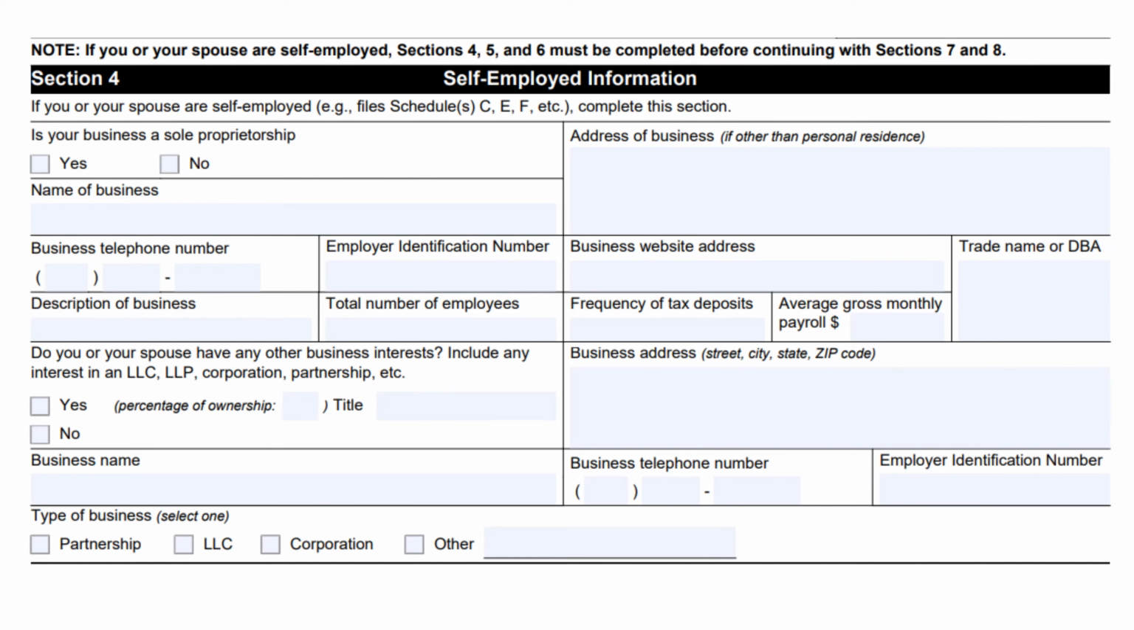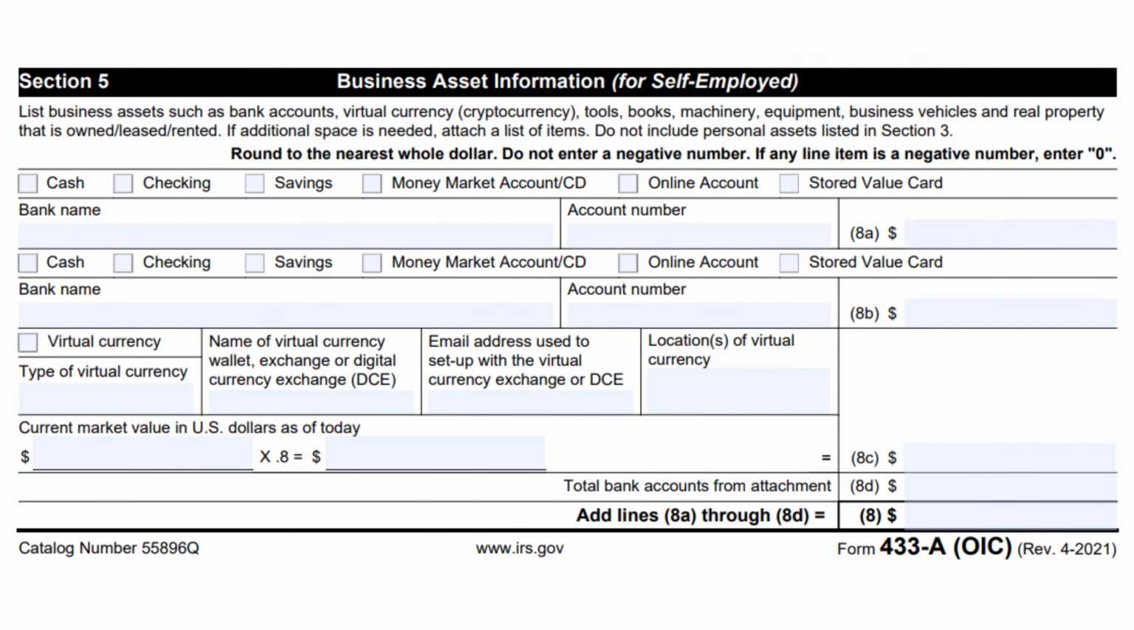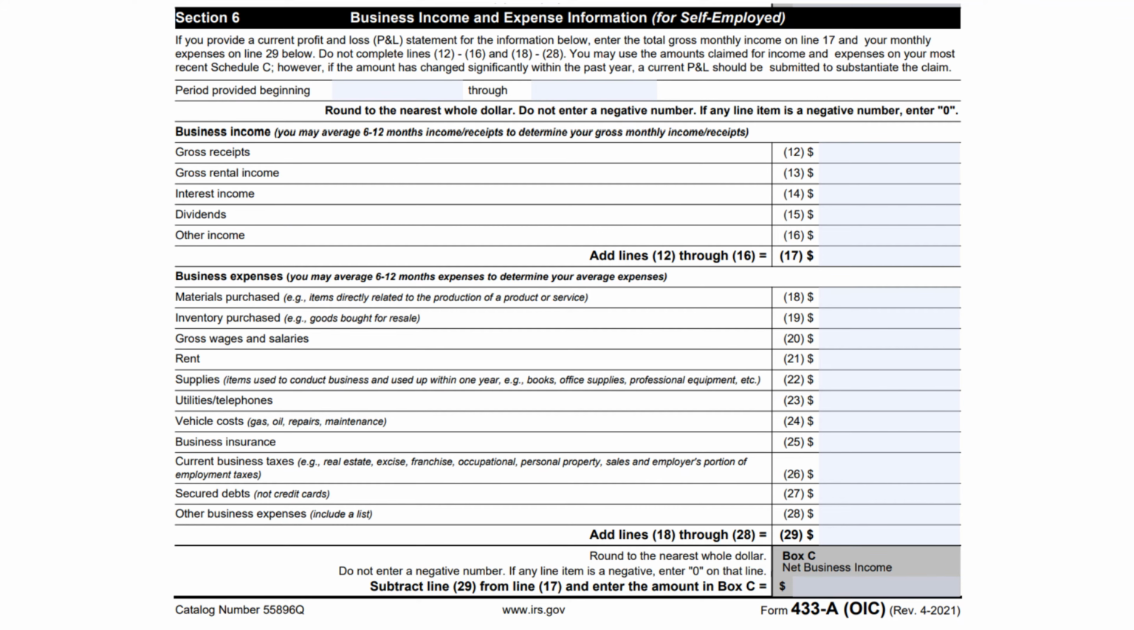All right, so at this point, you've calculated the equity component of your reasonable collection potential. That is what Section 3 of the Form 433A OIC is all about. We're halfway through calculating your offer amount. Now, we're going to skip the next 3 sections: Section 4, self-employed information; Section 5, business asset information for self-employed; and Section 6, business income and expense information for self-employed, because I intend to do a separate standalone video on offers and compromise for business owners that just focuses on nailing down these 3 sections.